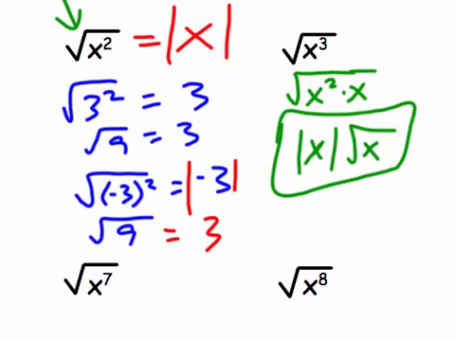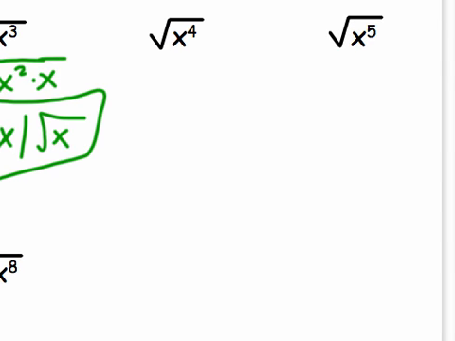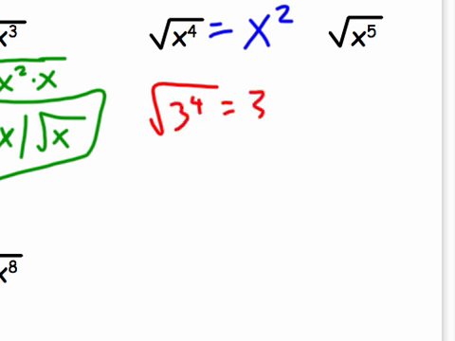Okay, looking at the square root of x to the 4th. Now I'm thinking it's going to be x squared. Kind of cuts that exponent in half. But do I need absolute value bars or not, like I did before? Well, let's test 3 out again. So the square root of 3 to the 4th equals 3 squared. Well, 3 to the 4th power is 81. The square root of 81 is 9. That works out.